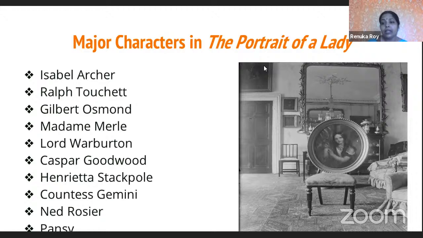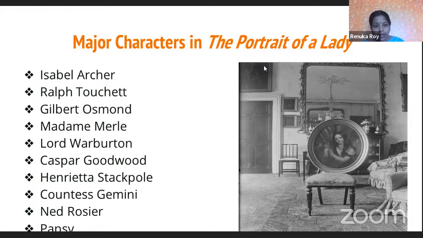Ralph is a patient of tuberculosis. He is slowly dying. He has an affinity for young Isabel, but Ralph never openly tells her anything about that. So he maintains a very good relationship with Isabel, and they have a platonic relationship till the end. They have a wonderful attachment, and Ralph is the one who requests his father to give half of the property to Isabel. So through Ralph, Isabel inherits a huge fortune from Mr. Touchett, her uncle.